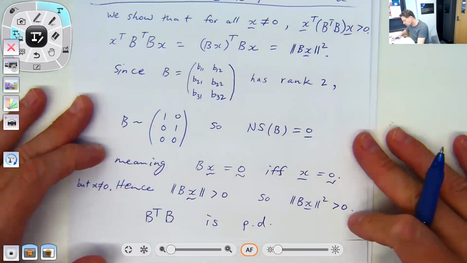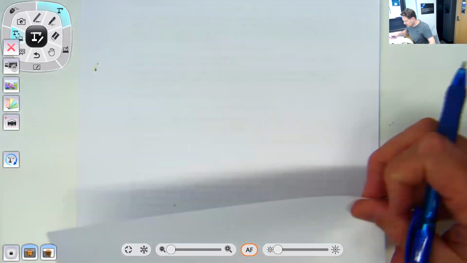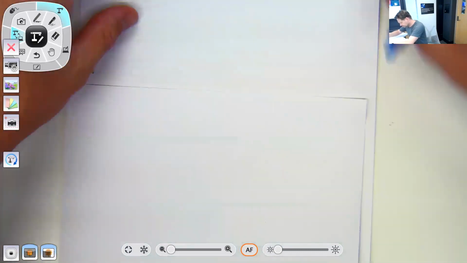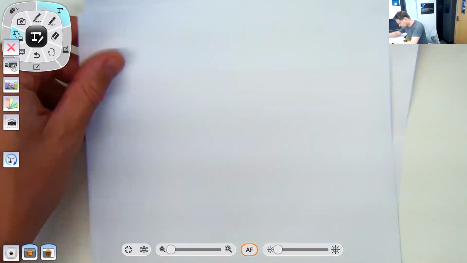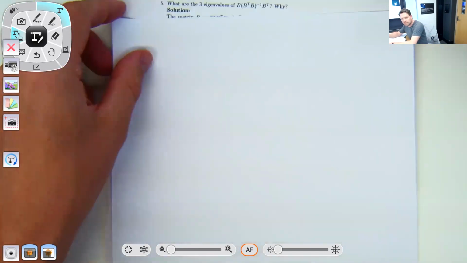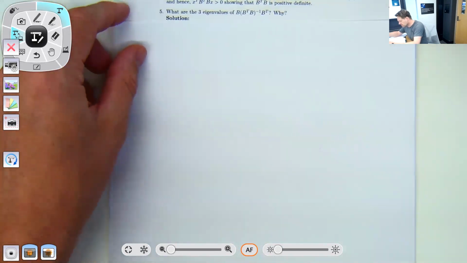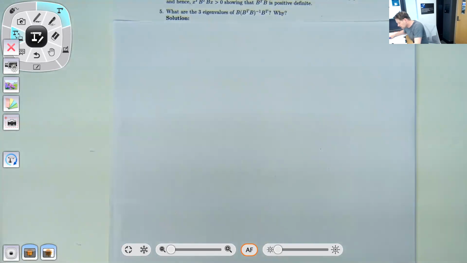Okay, let's have a look at the next one. They're progressively a little bit more involved as we go through. Question 5 says: what are the 3 eigenvalues of this projection matrix, B times B transpose B inverted times B transpose, and why? You've got to do the actual calculations to demonstrate that.